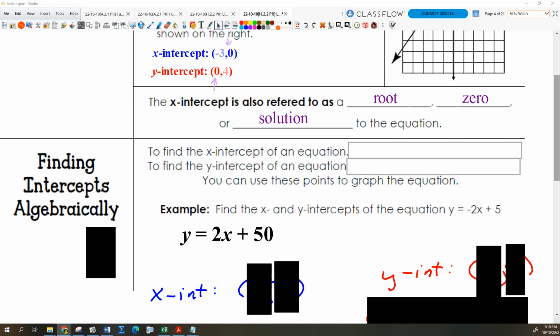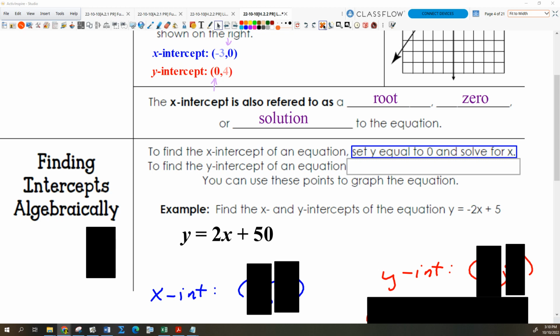We can take advantage of our knowledge of intercepts, and we could say, okay, well, to find the x-intercept of an equation, what could I set equal to 0? Exactly, because I know that the x-intercept is going to occur when y equals 0, right? So I could always set y equal to 0 and solve for x. That's a great trick, right? If we want to know what the x-intercept is, we set y equal to 0 and use algebra to solve for x.